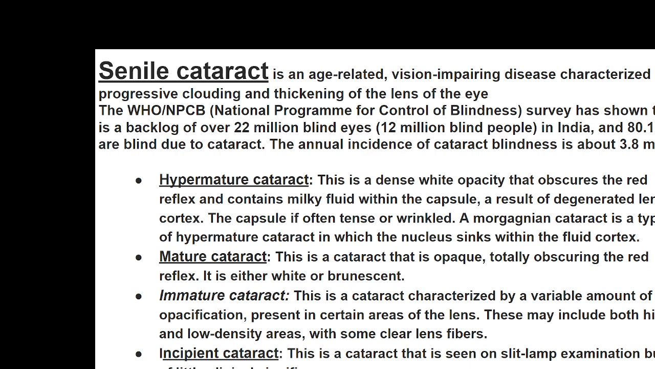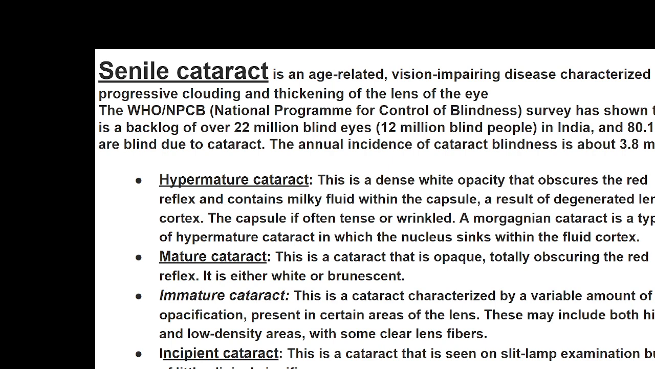As per the data, in India, 22 million blind eyes have occurred due to cataract, or rather, there is a backlog of 22 million blind eyes which are not yet treated surgically. They are blind due to cataract. The annual incidence of cataract blindness is around 3.8 million in India. Hence cataract has become a major issue, and it is one of the programs dealt with under the National Health Program.